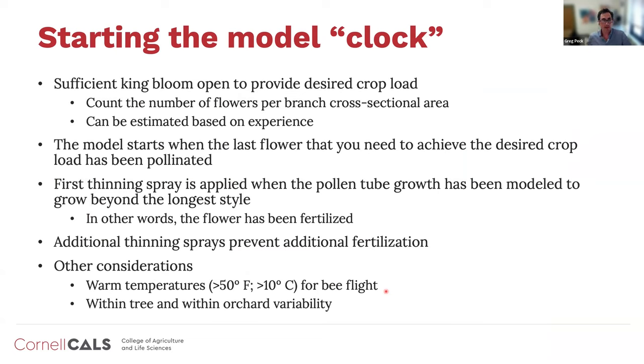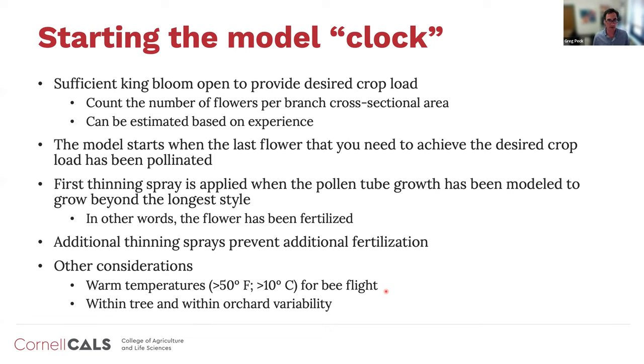Now, the other big thing is to know when to start the clock. That's when the last flower that you want to be your crop for that year has opened, the last king bloom flower, right? The last one that is open. That can be based on a number of metrics. Growers are getting more used to counting through branch cross-sectional area, like you do for fruit counting. If you knew that you wanted six apples per trunk cross-sectional area, then that could be your target: six flowers per trunk or branch cross-sectional area open. Based on experience, a lot of growers are now kind of eyeballing it. I think we need to get to better systems for that, and we have some work along those lines.